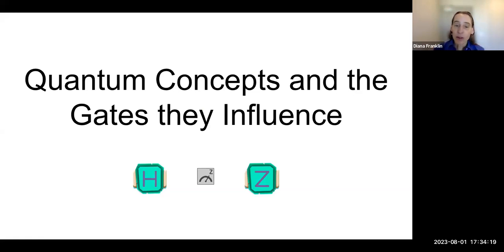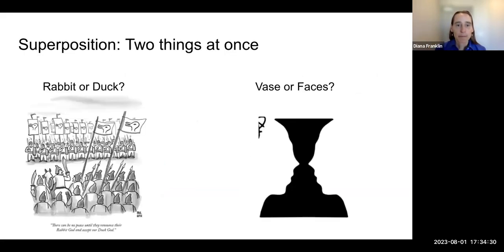And so now we're going to look at quantum concepts and how they get applied to gates and what that means for our system. Okay, so the first concept is superposition. Superposition is this idea that you can have two things at once. That is an idea that we have in our daily lives, though in a different way than in quantum.